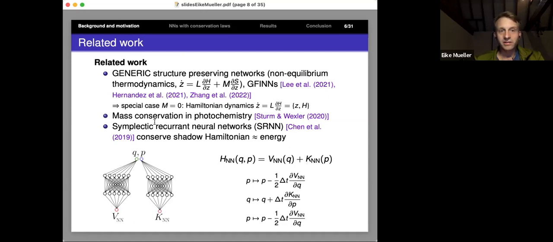There's some other work trying to incorporate conservation in neural networks. So there is, for example, some work on mass conservation in photochemistry, and there's other stuff that I'm not mentioning here. This is a growing field, of course.